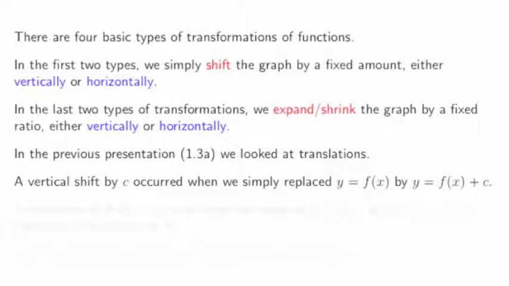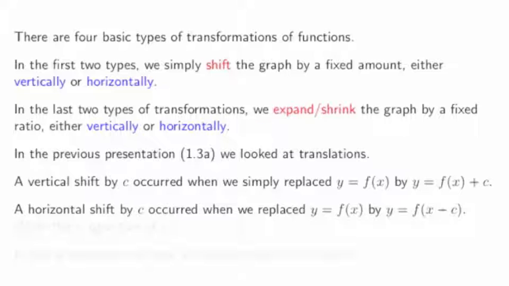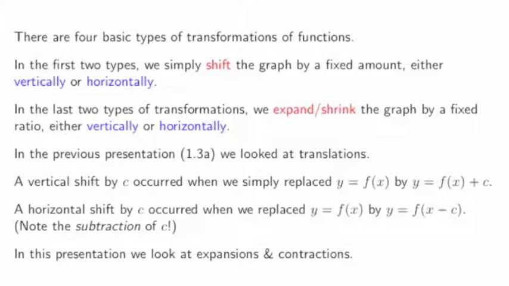In the previous presentation, we looked at translations, or shifts. A vertical shift by c occurred when we simply replaced y equals f of x by y equals f of x plus c. We added c on the outside. But a horizontal shift by c occurred when we replaced y equals f of x by y equals f of x minus c. We replaced x on the inside of the function by x minus c. Notice the subtraction of c.